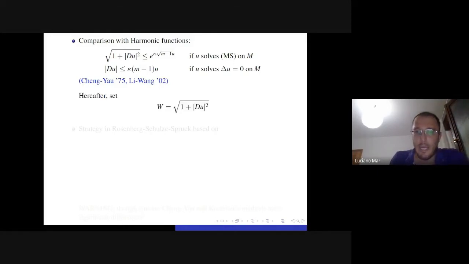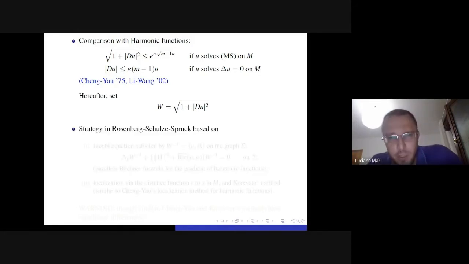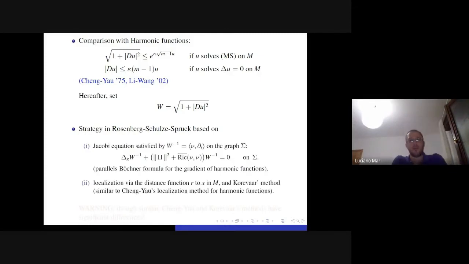Okay? Hereafter, I want to prove this theorem. We set w equal to the square root of 1 plus du squared. And I want to observe what's the strategy in the Rosenberg-Schulze-Spruck paper, the one that we follow most closely. The strategy is based on two points.